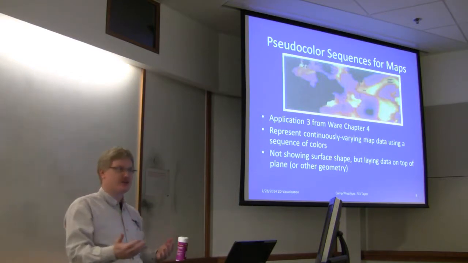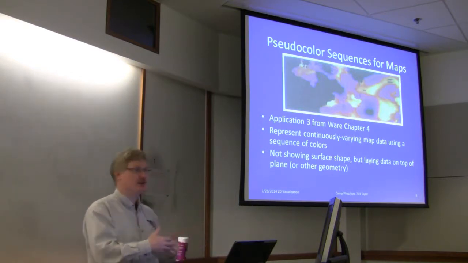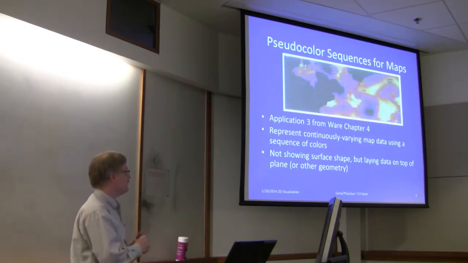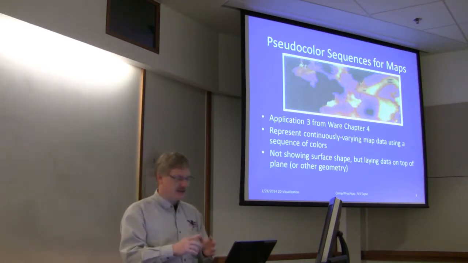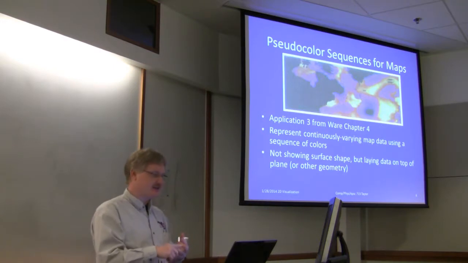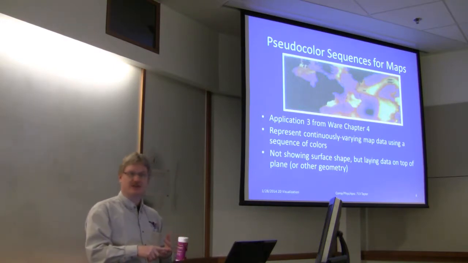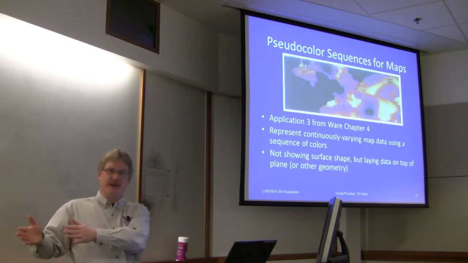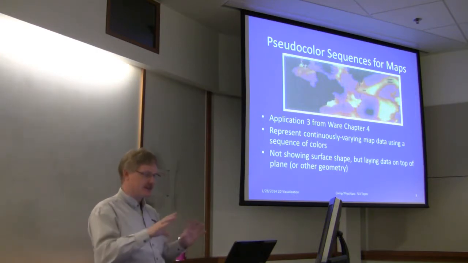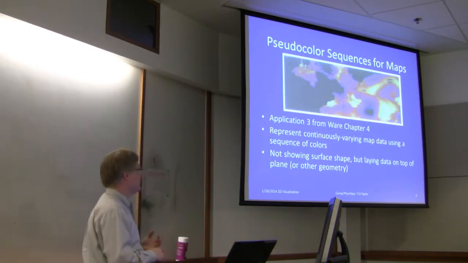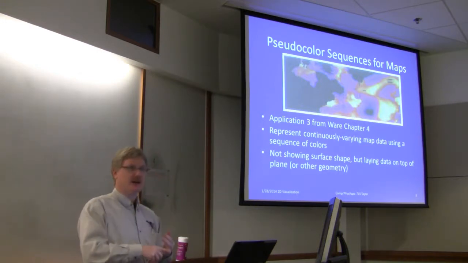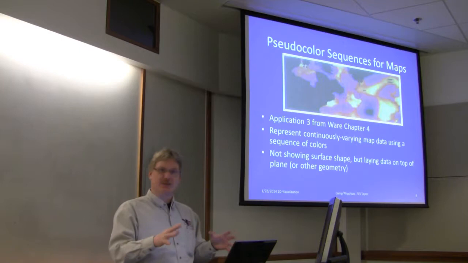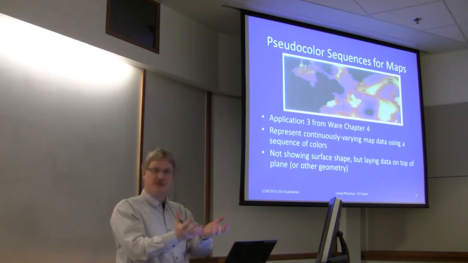It's just the color is there to show data, right? And so you want to show some sequence of colors that give you data. And this is talking about initially representing a continuously varying color map using a sequence of colors. We're going to talk about banding next, which is kind of breaking the color into bands and making them the same. This is a continuously varying map. And again, the point here is not to show surface shape, but to lay data on top of a plane or lay data on top of some other geometry.